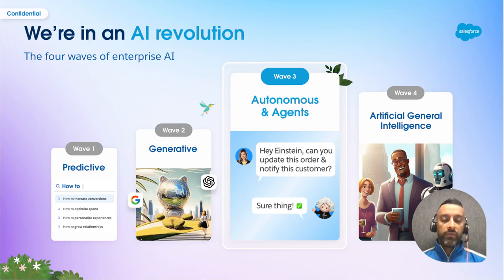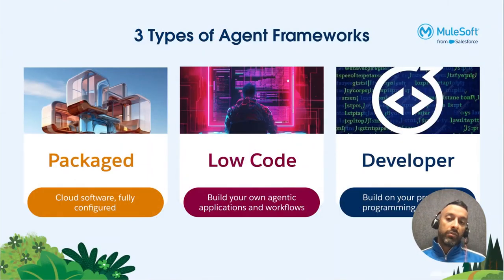And wave 4 will be something bigger of the same sort, where AI is going to use its general intelligence to run even parts of your company. But we are currently in wave 3, and let's see what is happening in wave 3 in the market. So we are being offered three types of agent frameworks: fully packaged, low code, and developer. You can also say no code, low code, and pro code.